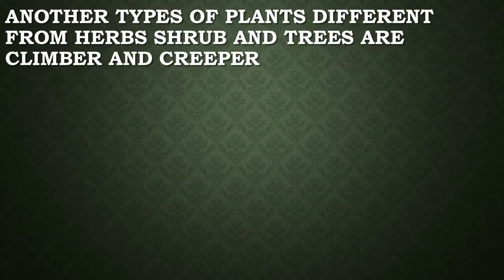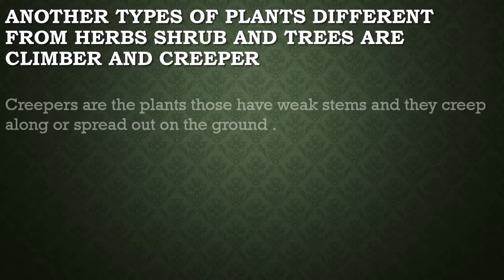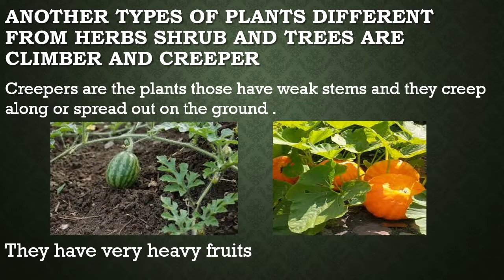Other types of plants different from herbs, shrubs and trees are climbers and creepers. Creepers are the plants that have weak stems and they creep along or spread out on the ground. Watermelon and pumpkin are creepers. They have very heavy fruits.